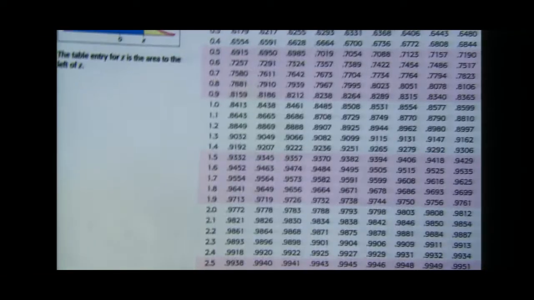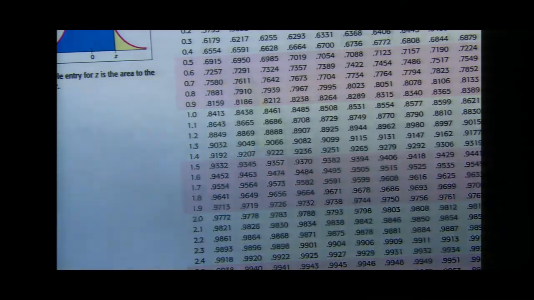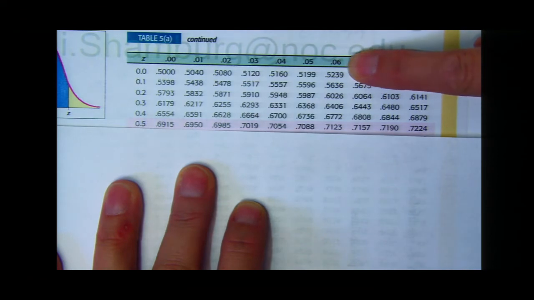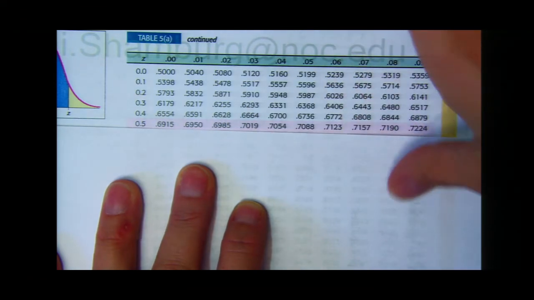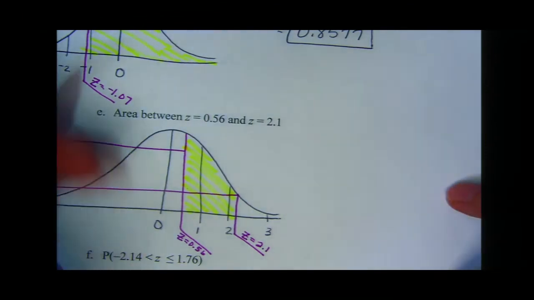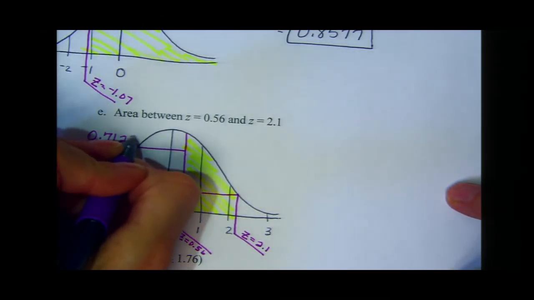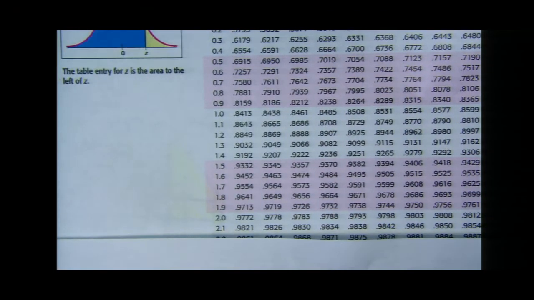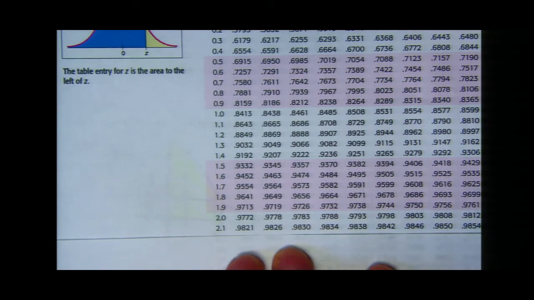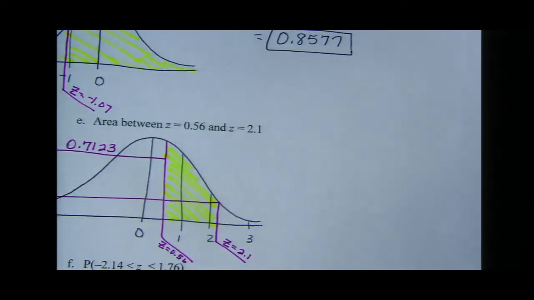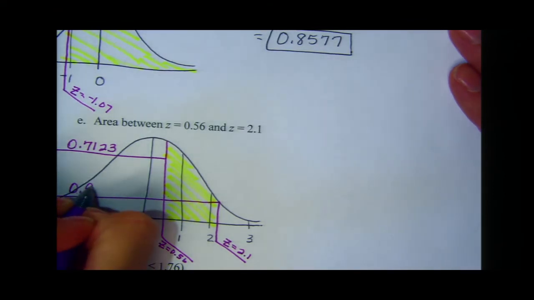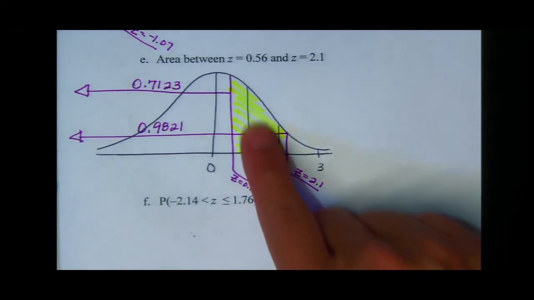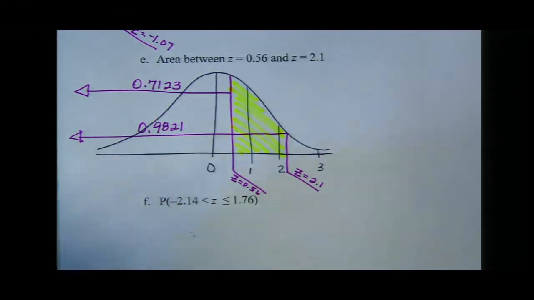Okay, 0.56, 0.7123, and then 2.10, 0.9821. So to find the area that is shaded, you're going to subtract these two values.